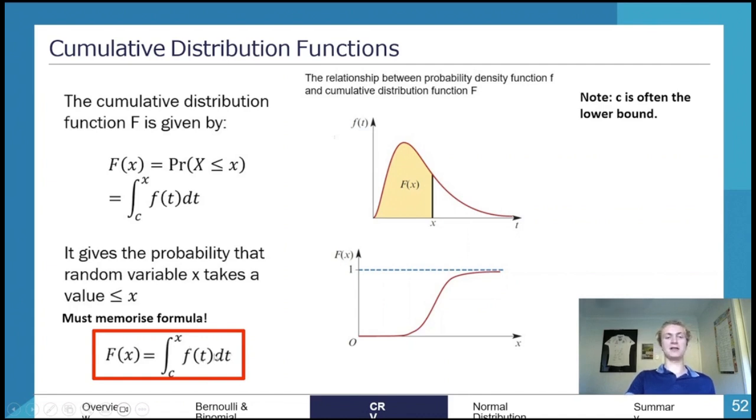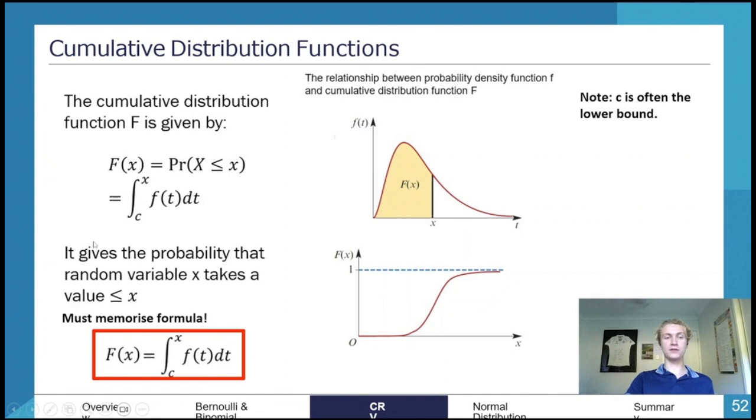So we make that f of t, and then we integrate in terms of dt. You'll see that in the steps of this next question I do, but essentially you've got to make sure it's in terms of t. Otherwise, it's going to get confusing. We have two x's, and your working out is going to be wrong. So just key things to memorize here: that formula and the fact that c is our lower bound. You are going to have to memorize that, unfortunately.